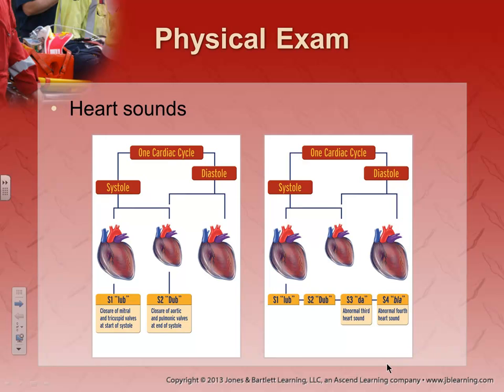So we're going to listen to the apex of the heart. That's going to give us our lub. And then a little bit more over here, we're going to hear S2, because remember, you're going to listen about the area where your valves are. S3 is a da and S4 is a blah. S3 is an abnormal third heart sound. S4 is an abnormal fourth heart sound.